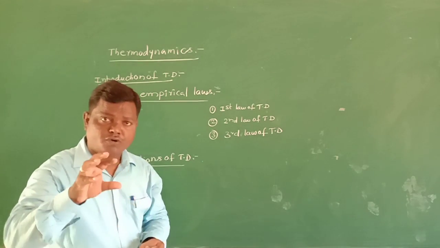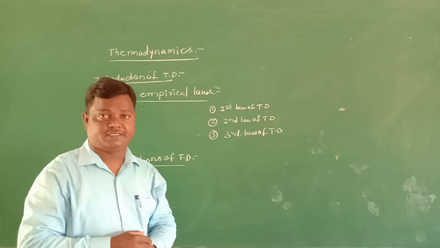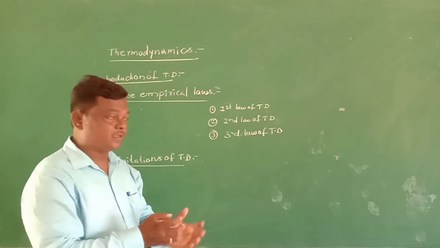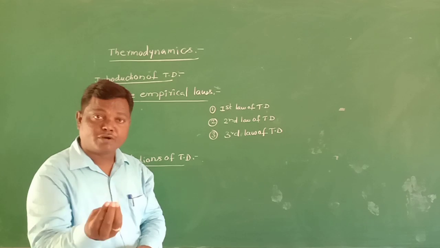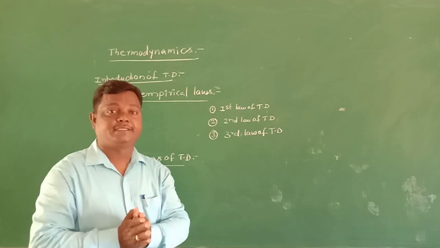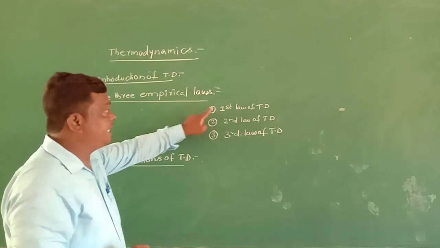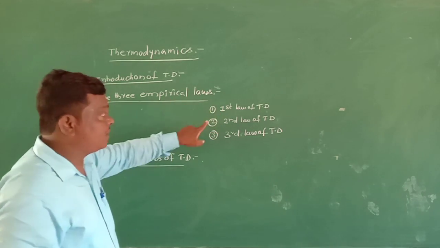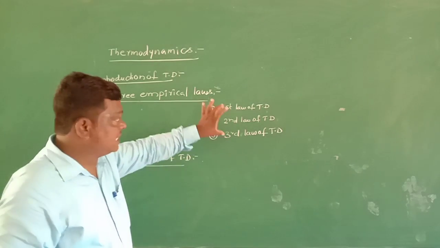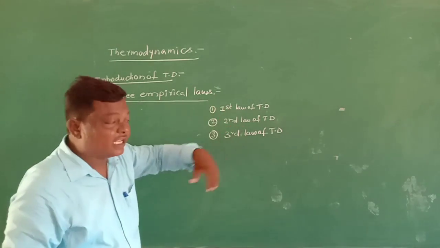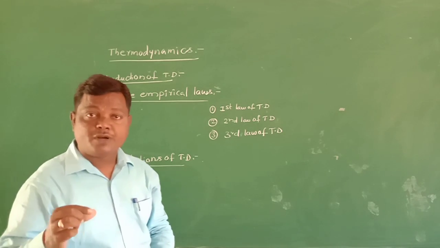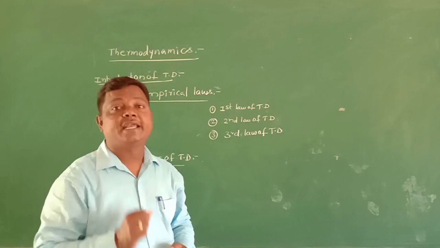Thermodynamics is an exact science because the generalizations of thermodynamic principles are obtained from experimental results. That's why there are three empirical laws: the first law of thermodynamics, the second law of thermodynamics, and the third law of thermodynamics. These three laws are expressed in the form of mathematical equations. That's why thermodynamics is an exact science.